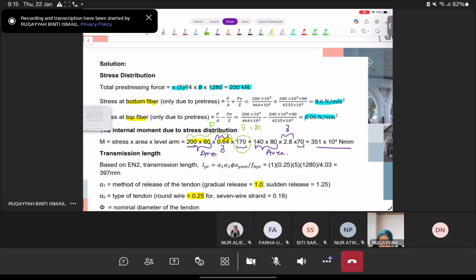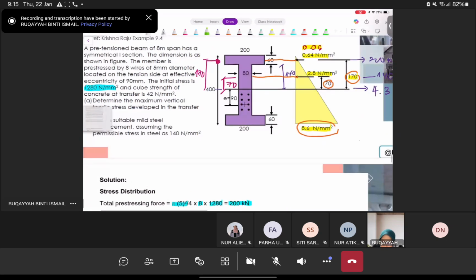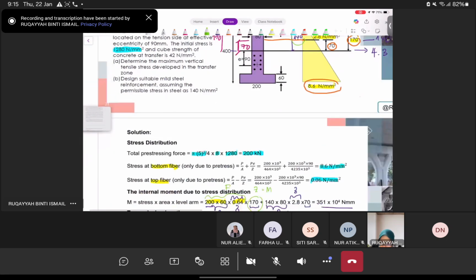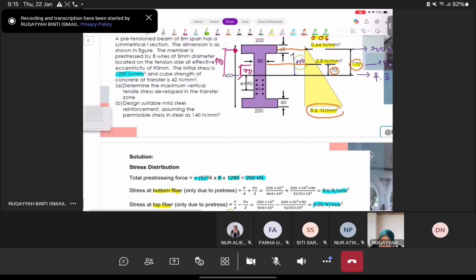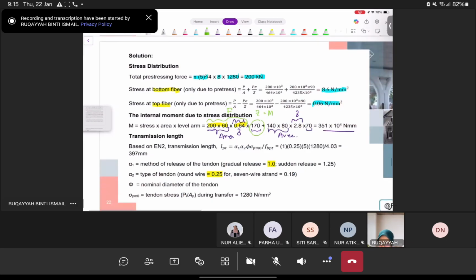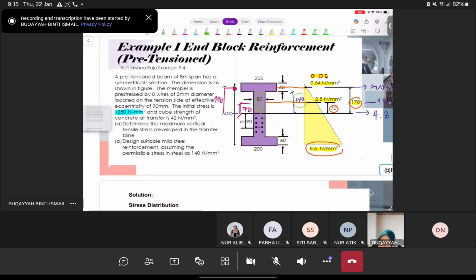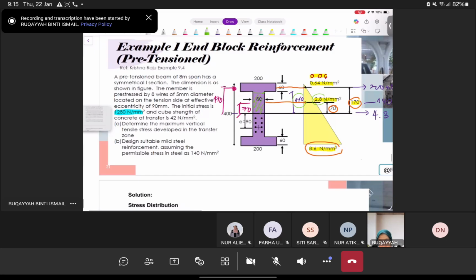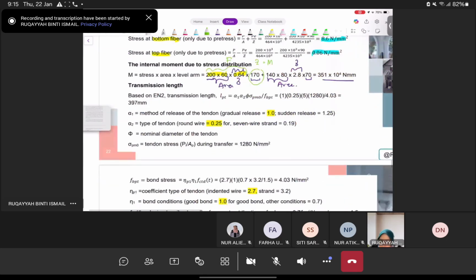The same goes with the second part, which is 140. This is the 140. So multiply with your AT and M, which is the height of your web. This particular part, you multiply with 2.8, which you get from the interpolation of your stress triangle, and multiply with 70, which is the height of your force. So technically, you get the total moment equivalent to 351 multiplied by 4 Newton per meter.